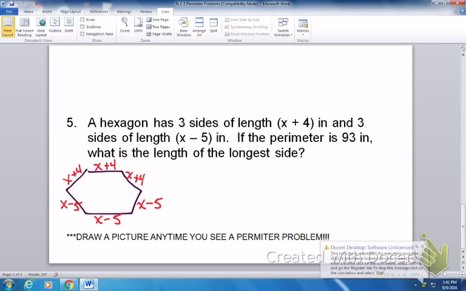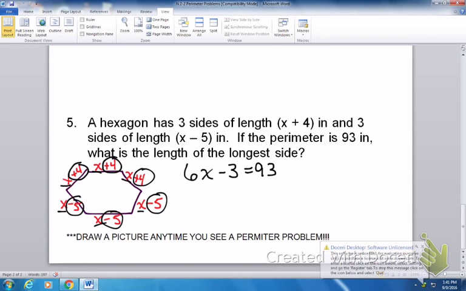So let's go through. I've got 6 sides, and each of those sides expressions have an x. So I have 1, 2, 3, 4, 5, 6 x. But then I have 4 plus 4 plus 4 is 12, minus 5, minus 5, minus 5 gives me minus 3. And the perimeter they gave me was 93. Now we just need to solve. I'm going to add 3 to both sides first. I get 6x equals 96. Then the last step is to divide by 6. And I got that x equals 16.